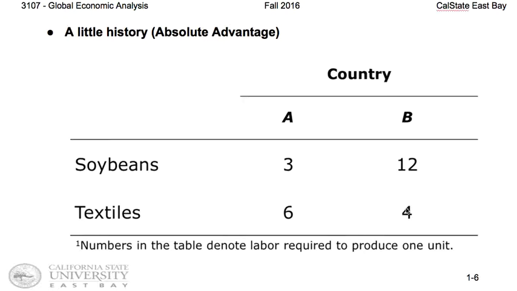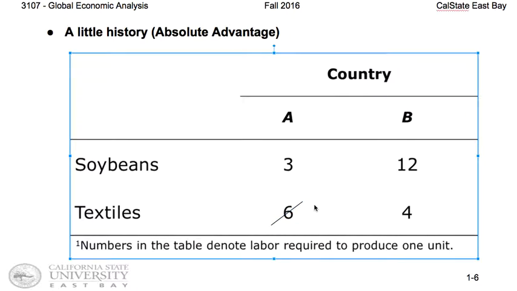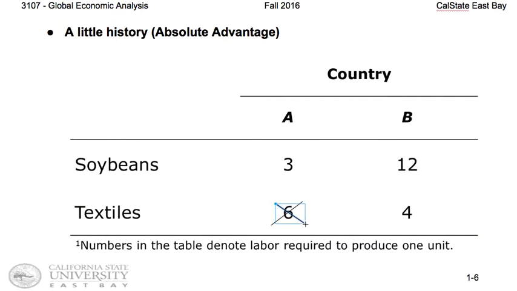Country A stops producing textiles, freeing available hours of work that can now be allocated to the production of soybeans. So suppose that exactly what we just said happens. It means that country A is going to save 6 hours of work that we're now going to erase to give an idea of what's going on. And these 6 hours can now be allocated towards the production of soybeans.